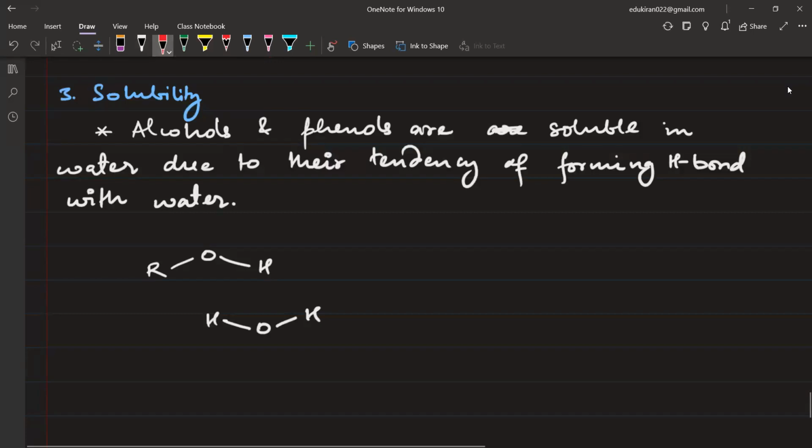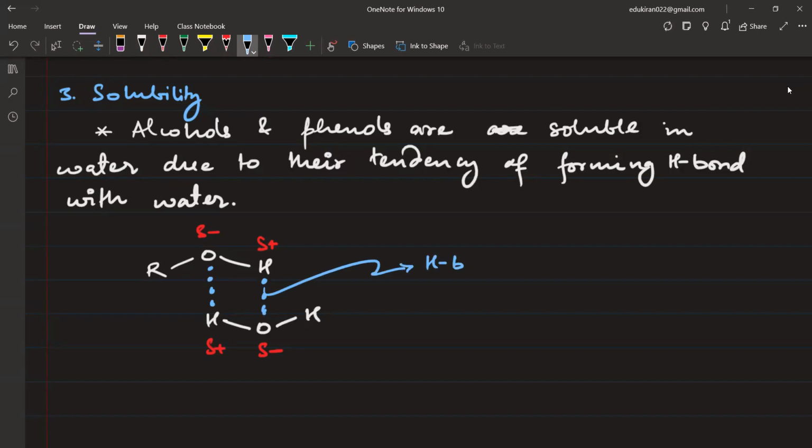So obviously here we'll have delta negative, delta positive, here delta positive, and here delta negative. Because of electronegativity differences, there will be hydrogen bond between oxygen and hydrogen, like this. So alcohol and water molecules are interacting with what? They're interacting with hydrogen bond. That is why they are soluble in water.